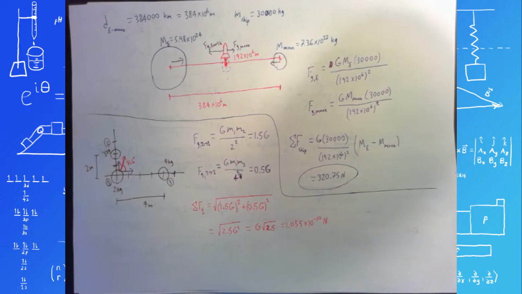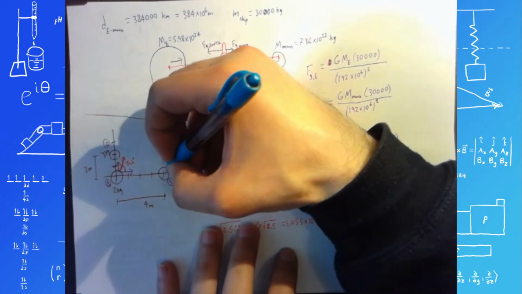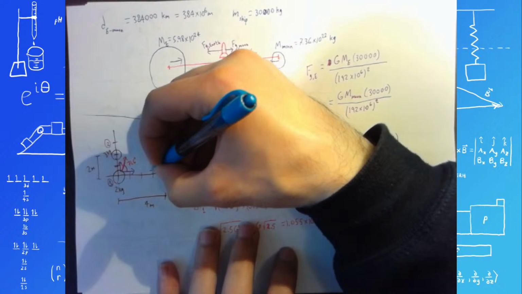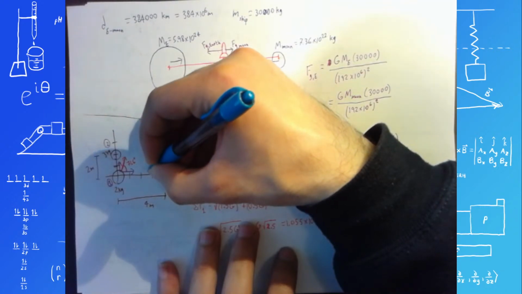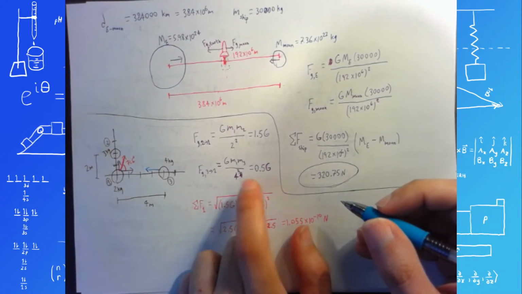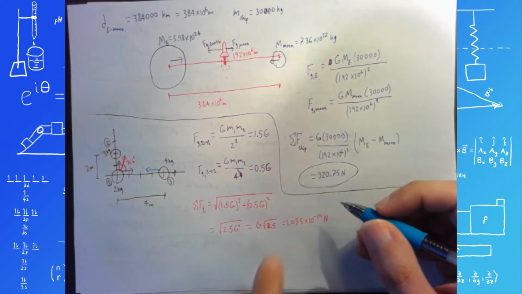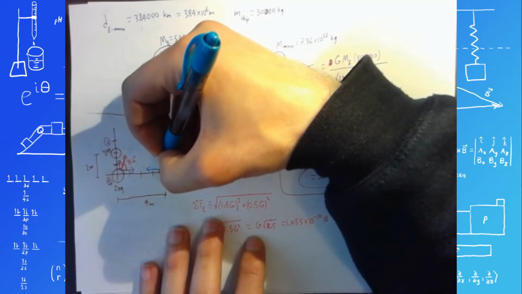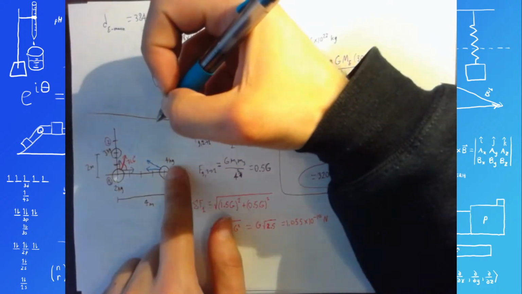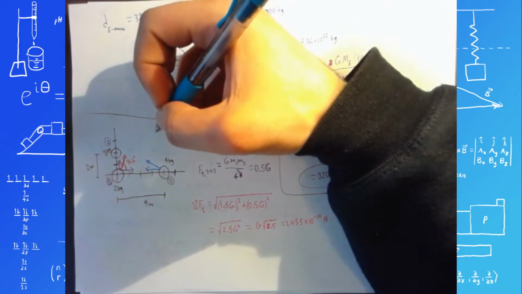Now, if they had asked us to do this for one of the other two objects, it would have been a little more difficult, but still doable. Let's say, for example, they had asked us to do it for the 4 kilogram object, then we would have to write this force, which is just the 0.5 g from earlier. And we would also have to figure out this force, the force between the 4 kilogram object and the 3 kilogram object.